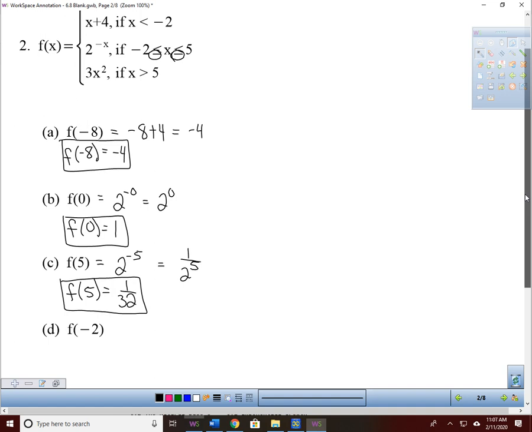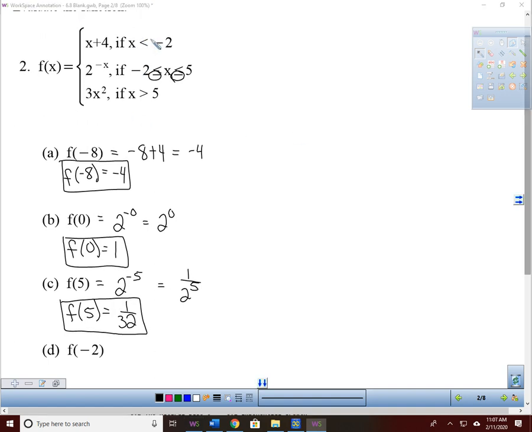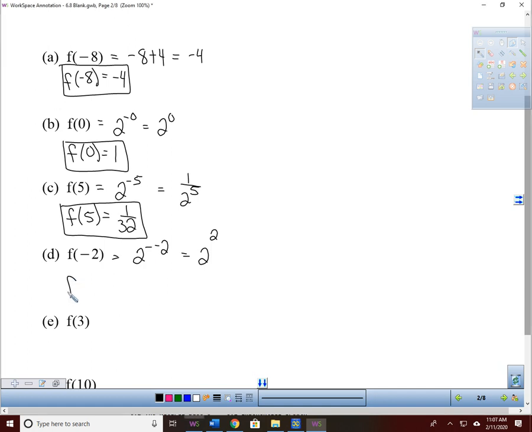All right, and this last one, -2. So is -2 less than -2? No, it's equal to, but not less than. So then I look here and I say, okay, well, I see that I can be equal to -2 here, so this is the one I'm using. I have 2 to the -2. You have to be careful there because there's already a negative right here, and then I plug in a -2, which is actually going to make this 2 to the +2, which gives us 4.